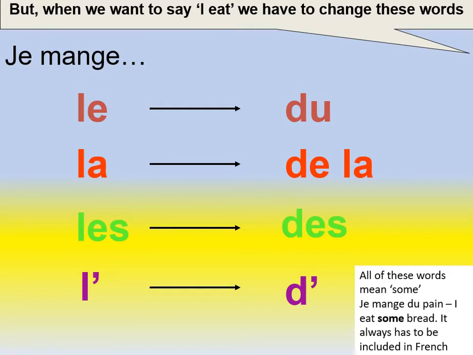Je mange du pain, I eat some bread. We wouldn't have to include the word some in English. I eat bread, I eat some bread. It's kind of the same thing, but we don't need the word some. It always has to be included in French. Wish I knew the reason why, but that's where we're at. It is what it is. Okay.